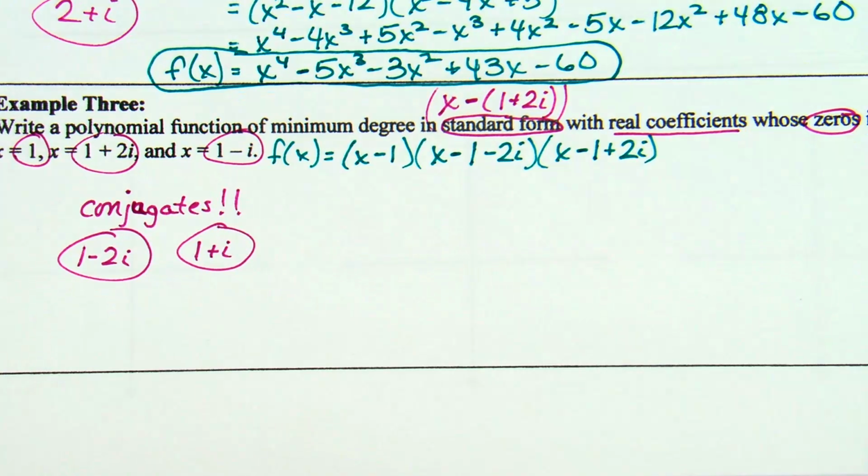Okay, now I'm ready to use 1 minus i. So remember, you're subtracting, so it's going to be x what? Minus 1 plus i, because you're changing both signs. And then to do 1 plus i, we're subtracting that, so what?